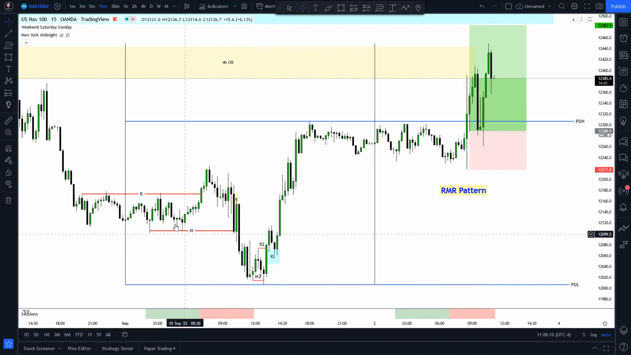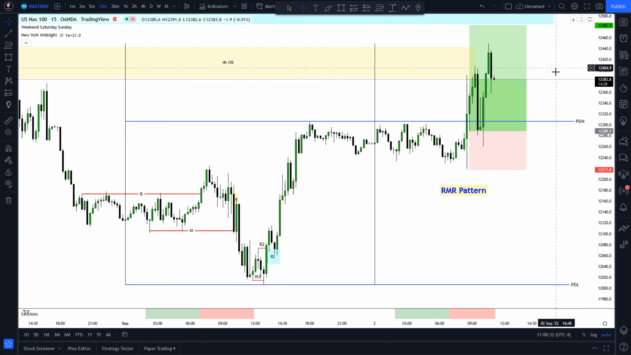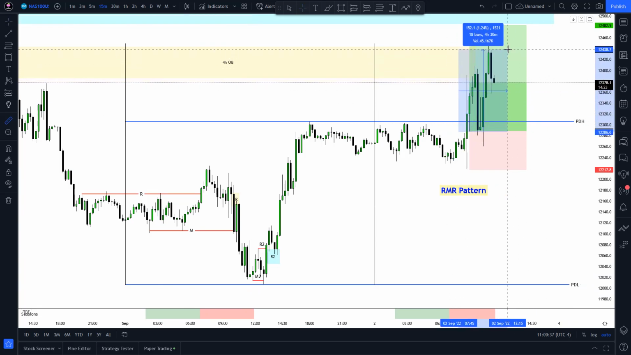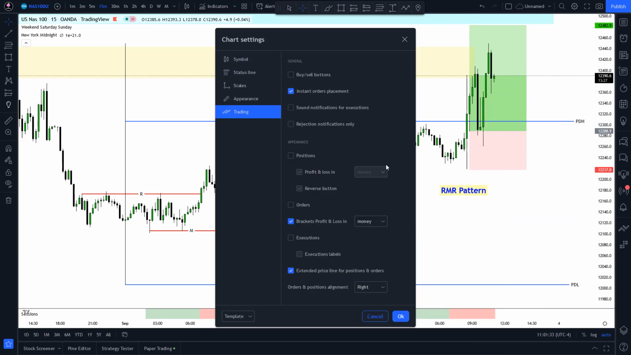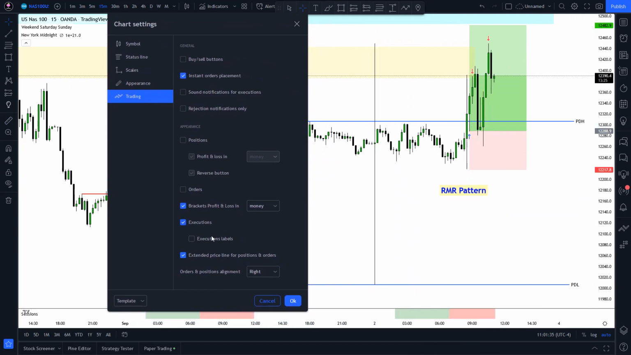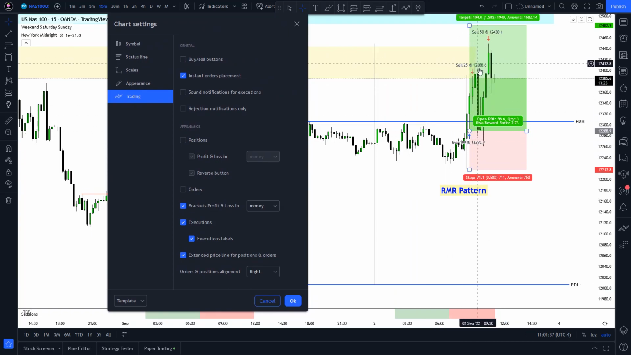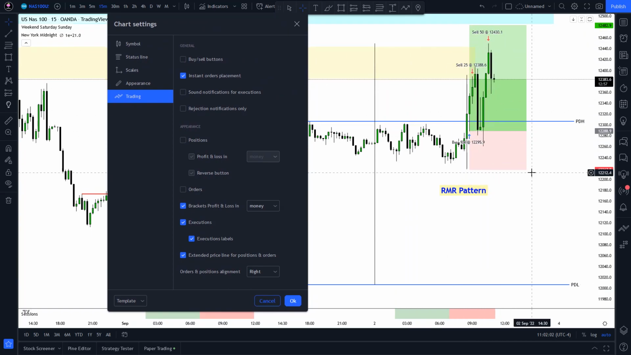In this video I'll be showing you two quick examples of how I would backtest the RMR pattern, as well as an ongoing trade from today where we've captured around 150 points so far. Here's a quick sneak peek of my executions and the labels. You can see my entry and my two partials. Stick around and I'll give my analysis on how we found this trade and how we can find similar trades in the future.